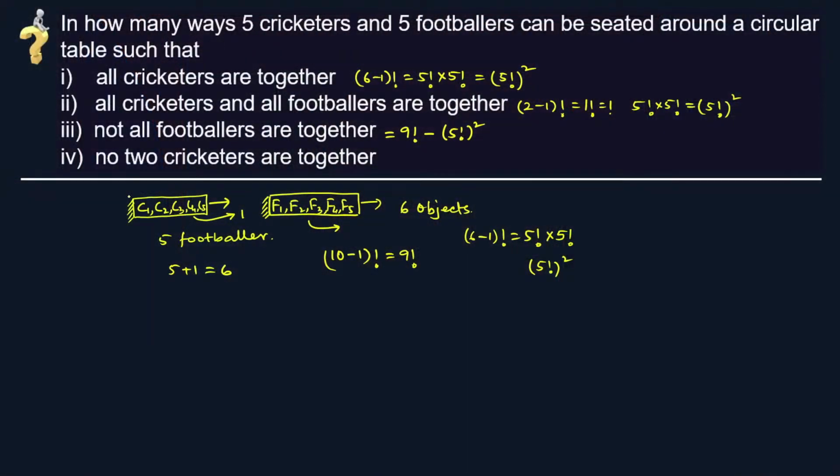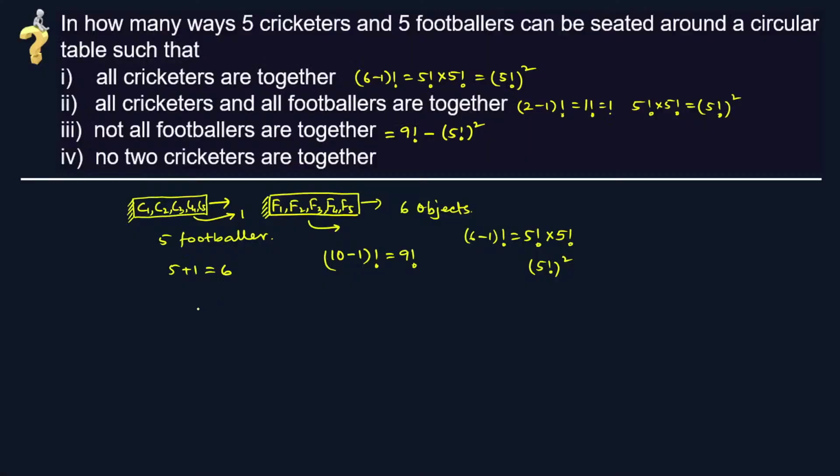The next question is, no 2 cricketers are together. Very important point. It means no 2 cricketers will be together, which means they are asking for the gap method. Can you understand this? So let me do one thing. Around the circular table, let me first place all the 5 footballers, keeping 1 seat vacant between each of these places.